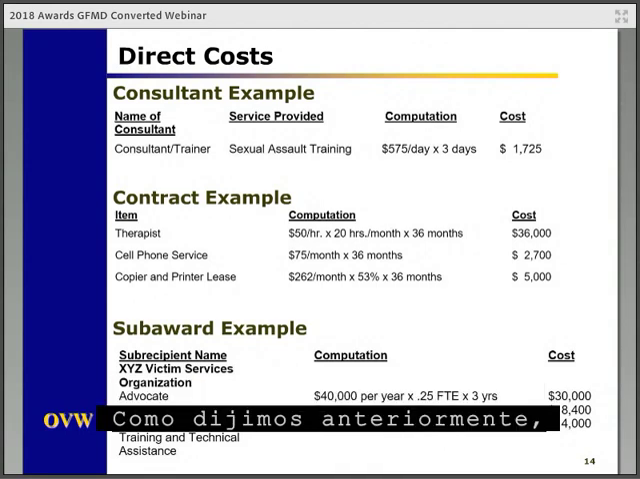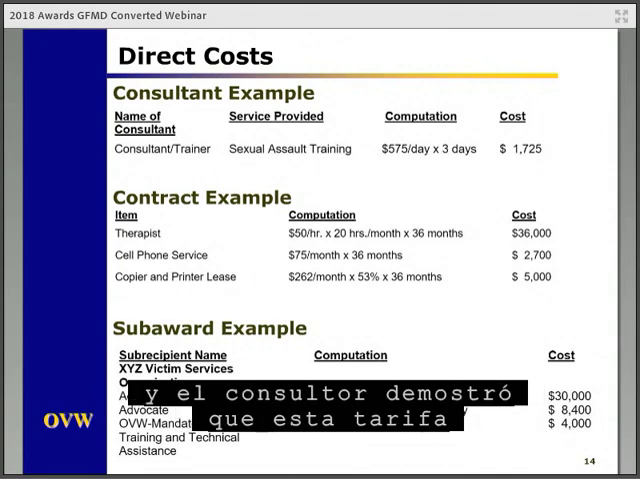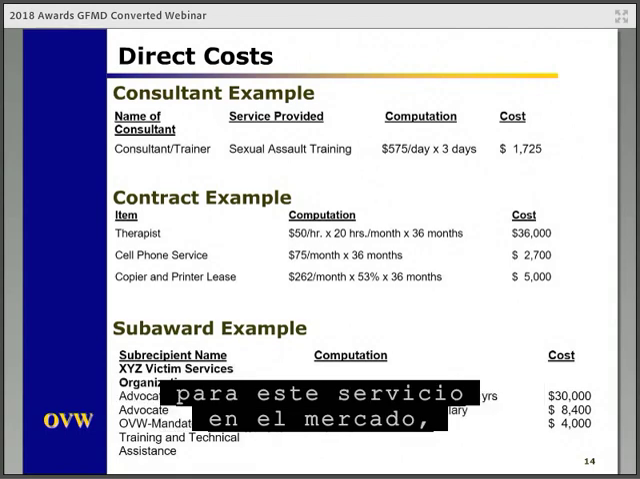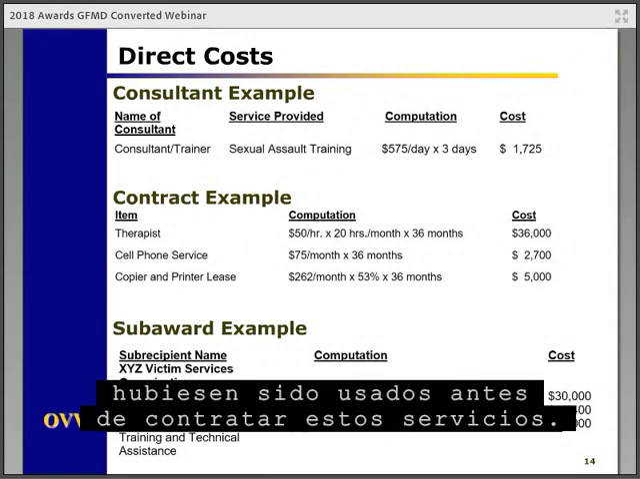Like we discussed previously, that rate was determined on an individual basis, and the consultant demonstrated that this rate is consistent with what they normally charge for this service in the marketplace. And if awarded, the recipient's procurement procedures would have been used before contracting these services.